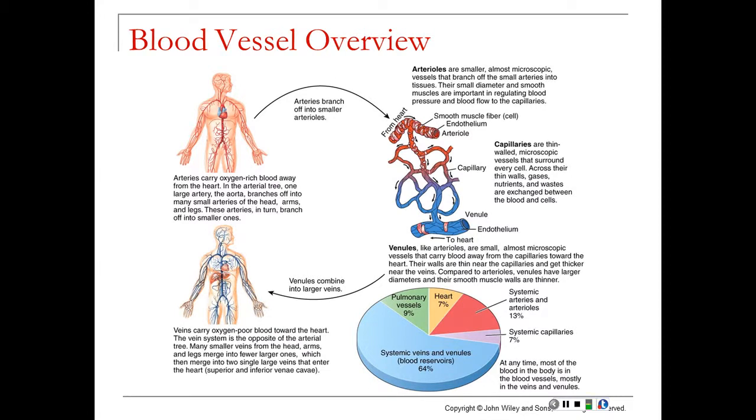Those venules combine into small veins, and those small veins combine into larger veins, and then the large veins combine into the superior and inferior vena cava, which dump right back into that right atria of the heart. This graphic here shows you at any time where the majority of the blood lies. The majority of the blood in your body is within the veins and venules. The veins and venules have very low blood pressure, so the blood is very slow moving through those structures, and so they act as what we call a blood reservoir.